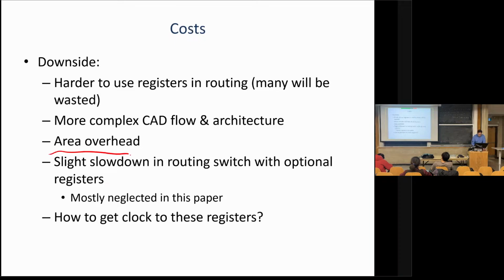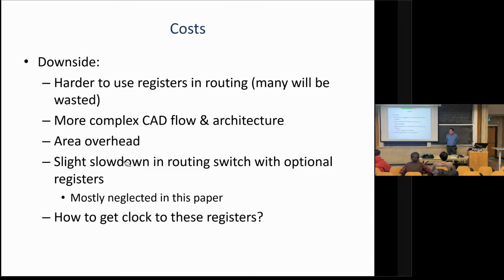There's going to be an area overhead because we're going to be adding these to a lot of routing wires. And we'll have a slight slowdown in the routing switch delay. So if we add anything to the routing circuitry, it's probably going to make it a bit slower. So there's going to be some negative feedback.